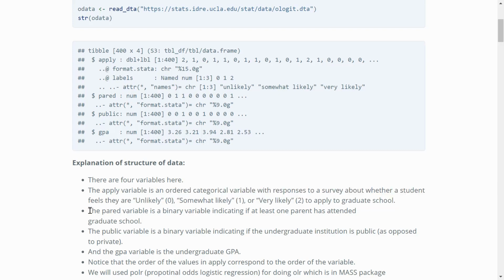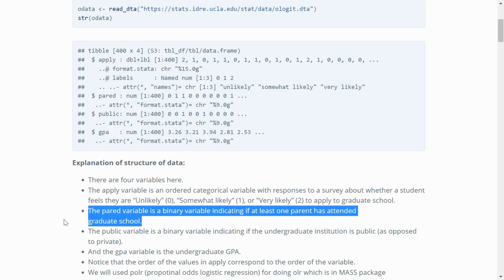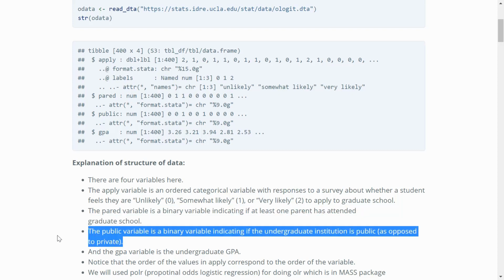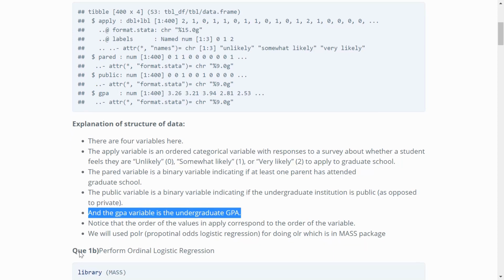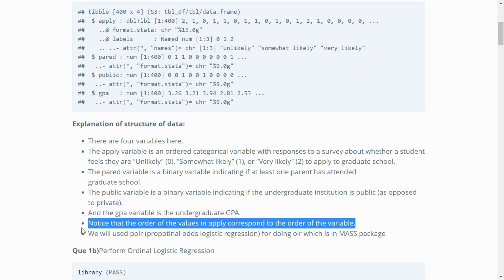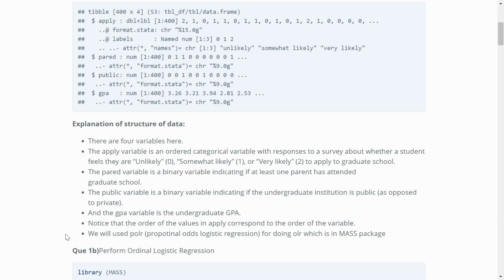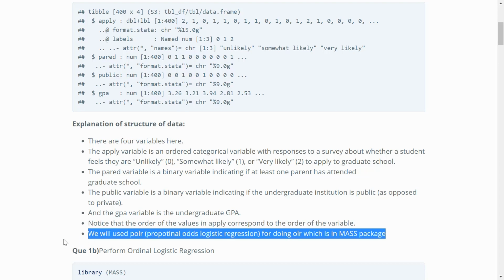Then the third point says the pared variable is a binary variable indicating if at least one parent has attended graduate school. The next point says the public variable is a binary variable indicating if the undergraduate institution is public as opposed to private. Then the GPA variable is the undergraduate GPA. The next point says notice that the order of the values in apply corresponds to the order of the variable. Then the next point says we will use the polr function, which is proportional odds logistic regression, for doing OLR. This function is in the MASS package.